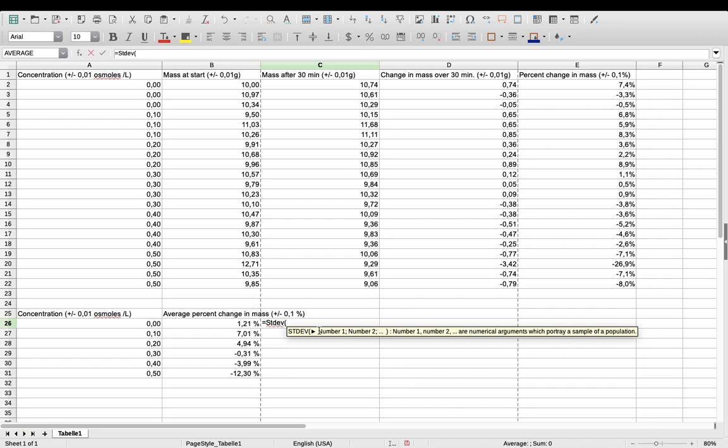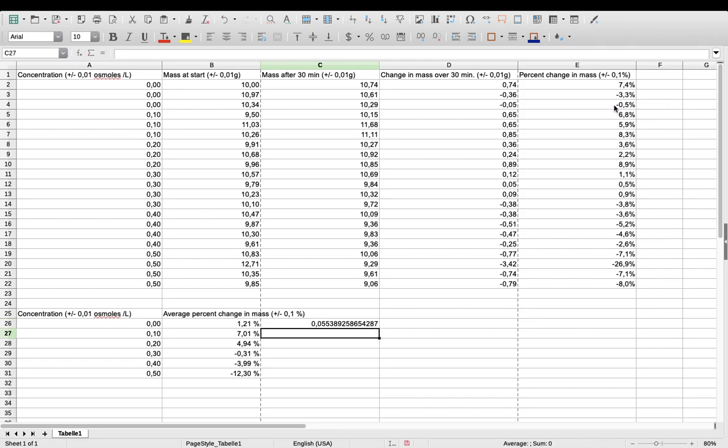And then it's asking for the same information as for the average. So it needs to know which numbers were part of that average. And just go ahead and do that for each of these.